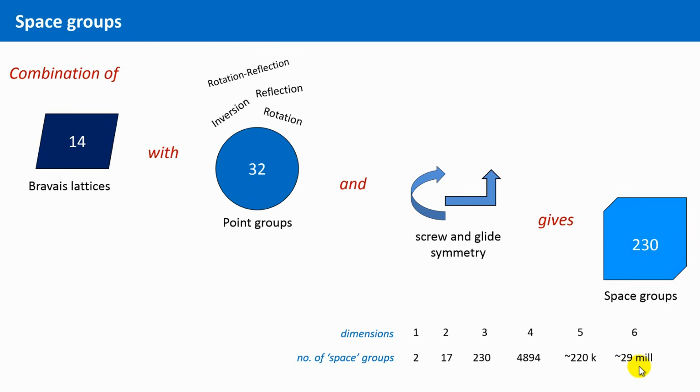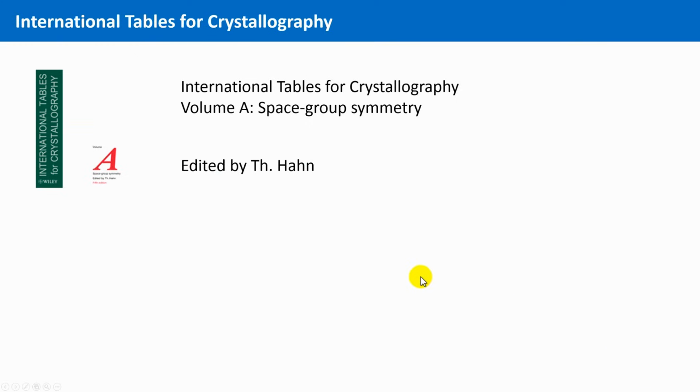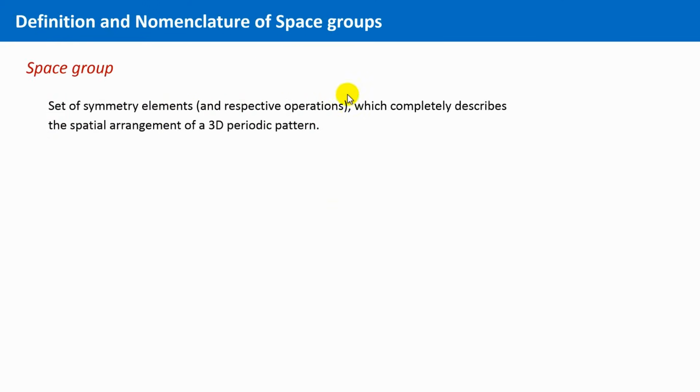Okay, before we will have a detailed look in the forthcoming units at some of the space groups and how to learn to read in this book the international tables, let's first define what a space group is and how to read their symbols. A space group can be relatively simply defined as a set of symmetry elements, together with their respective symmetry operations, which completely describe the spatial arrangement of a 3-dimensional periodic pattern, nothing more.